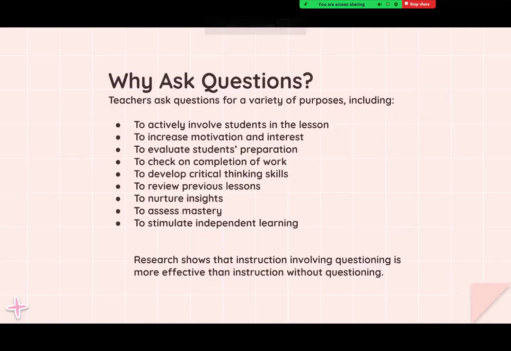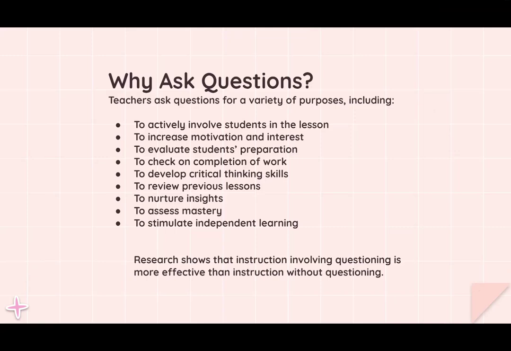Now we're going to review some questioning strategies and why is it important to question students while you're teaching content. Teachers ask questions for a variety of purposes, including to involve students in the lesson, to increase motivation and interest, to make sure the students are prepared, to check that they completed their work, to develop those critical thinking skills that are so important for our daily life, to review previous lessons.